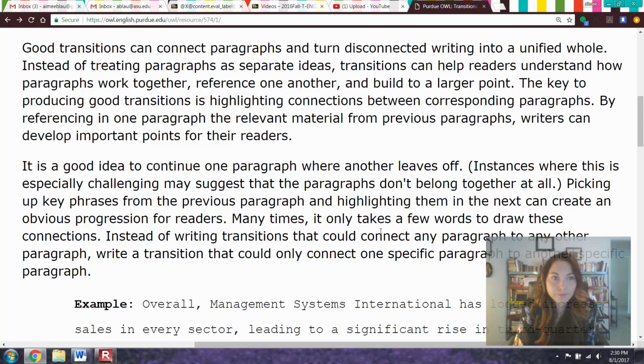Here's the key. In order to produce good transitions, you have to highlight connections between your paragraphs. You're going to reference material in one paragraph to the ones that came before it. And you're going to highlight that information and show the reader how these ideas develop. Some of my students get concerned that maybe this is repetitive, but when you're repeating key ideas to help a reader understand, it doesn't get boring or repetitive. It actually really helps your writing.